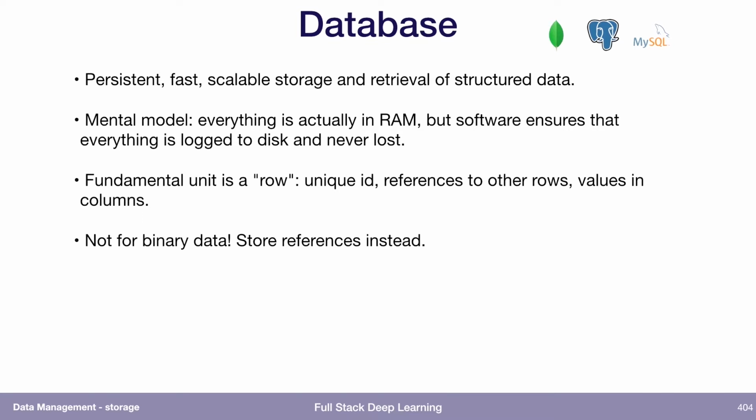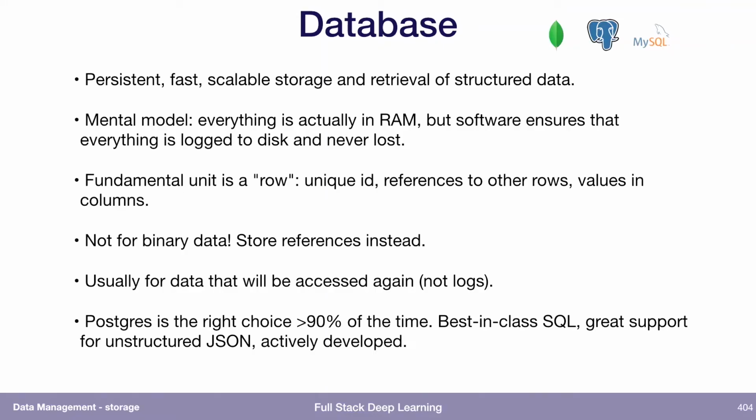What you could do is you could store references. For example, I have my images stored in S3, object storage, but I have the path to the image stored in my database. So in the database, I record who uploaded the image, how big the image is, the dimensions of the image, and the path to the binary file. The binary file itself is in object storage. And this is usually for data that is going to be accessed multiple times.